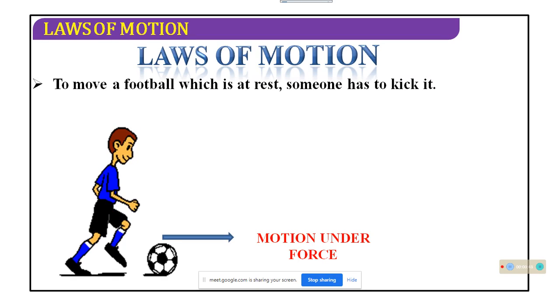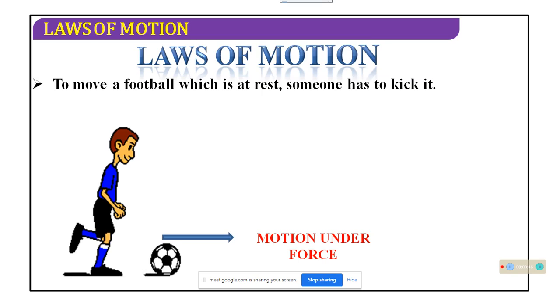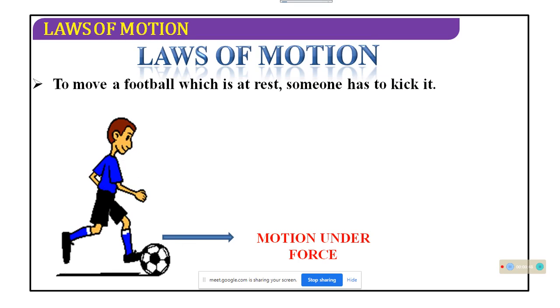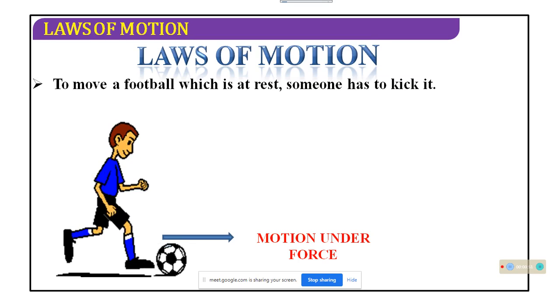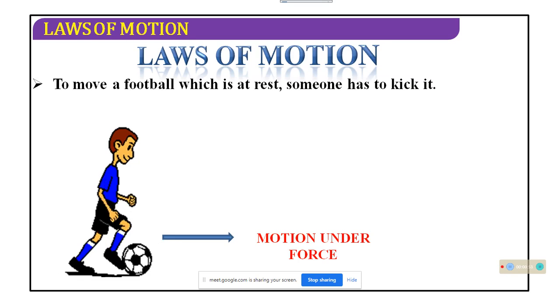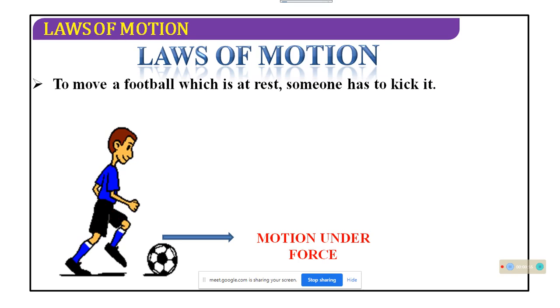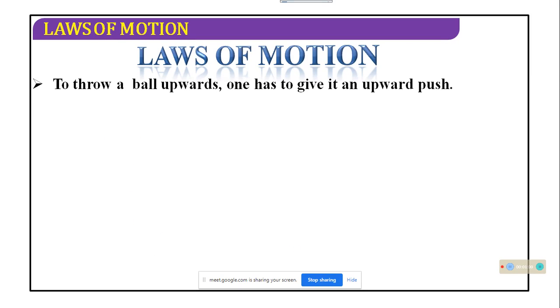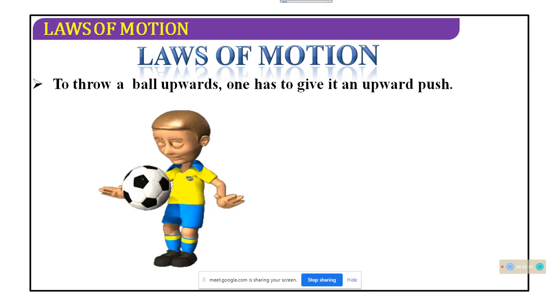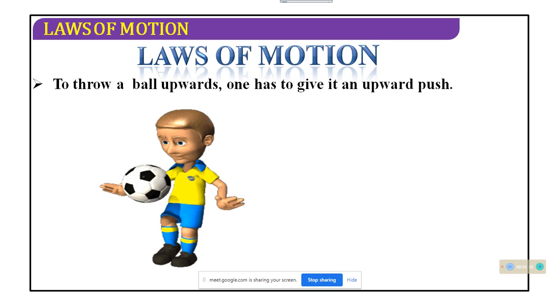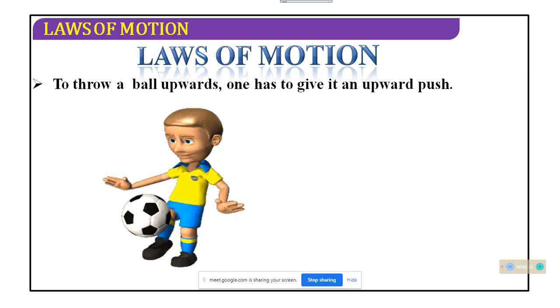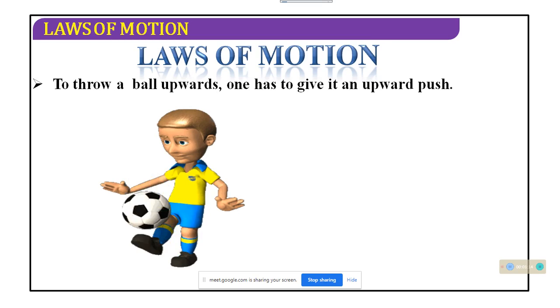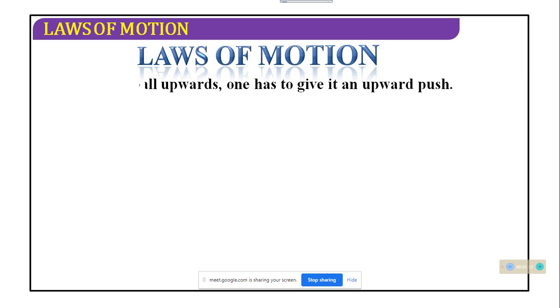To move a football, we have to give a force on the body, the motion under the force. That is, I have to give some force on the body and the object tends to move. Next, to throw a ball upward, one has to give an upward push. Like this, you have to give the upward push, and the ball moves in the upward direction. This is the force.